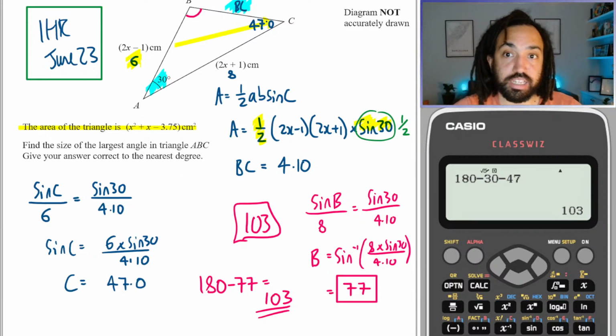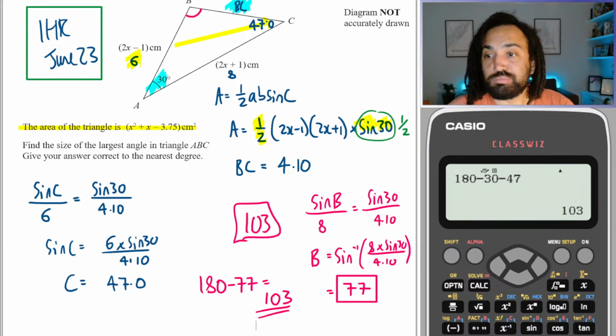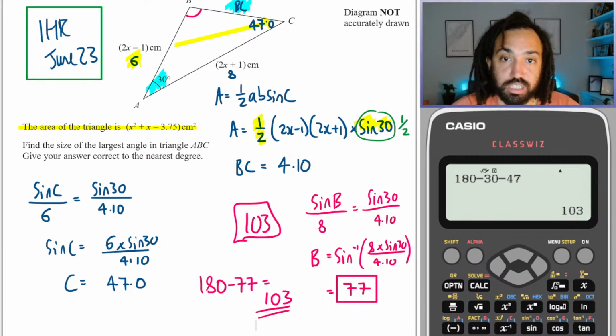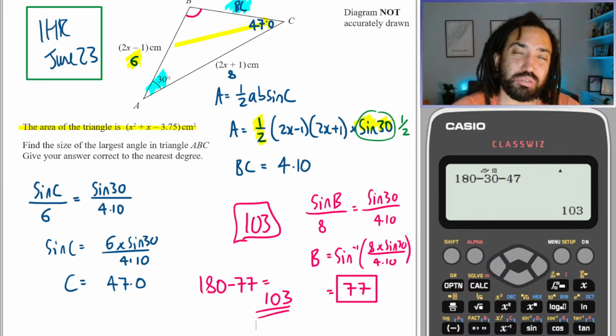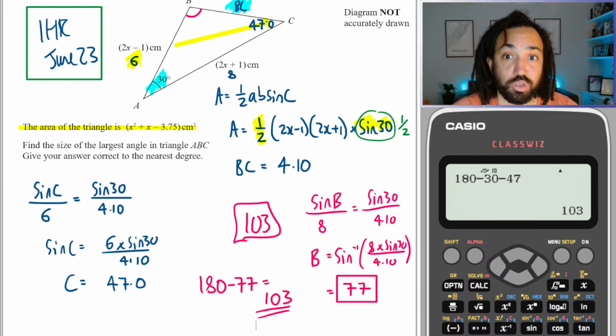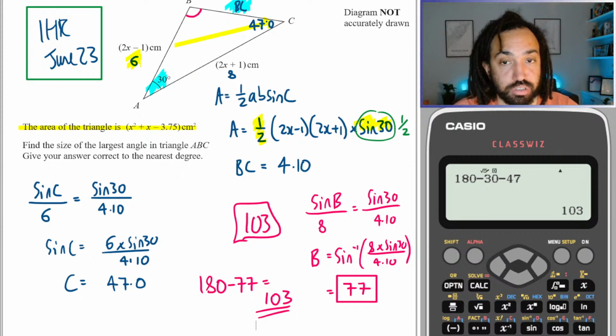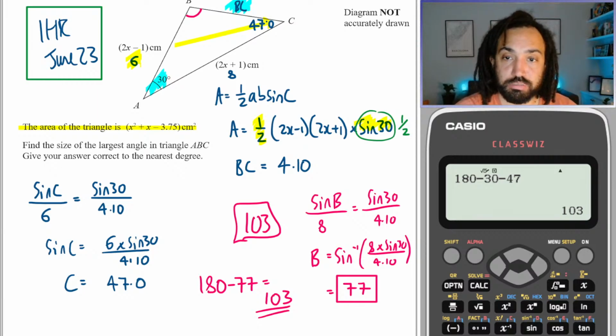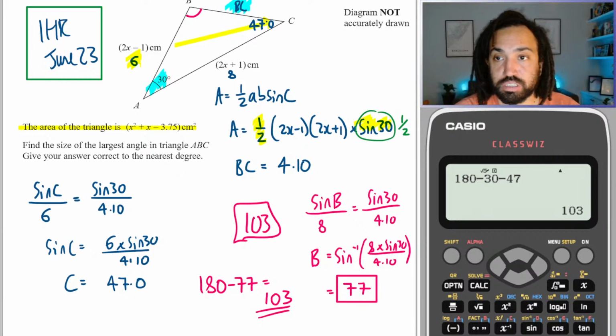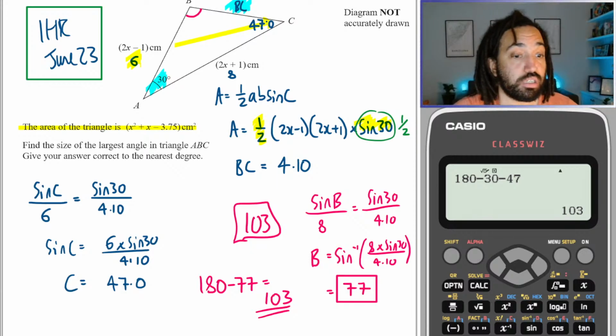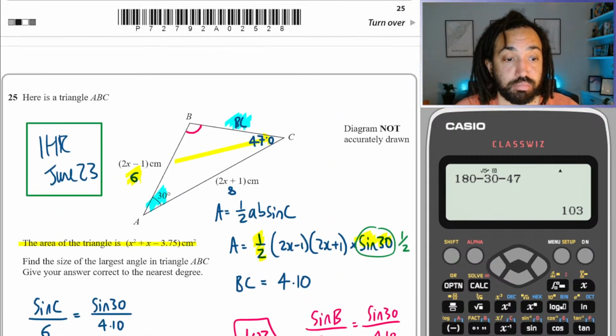We got lucky in that C, you could tell C is actually acute just by looking at the diagram. And B is obviously the largest angle. We also know that B is the largest angle because it's opposite the longest side in the triangle, which is important to know as well. Because it's opposite the side which is 8. So the largest angle will always be opposite the longest side. Okay, well, hopefully that clears it up.